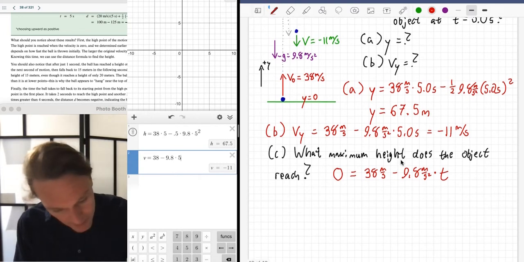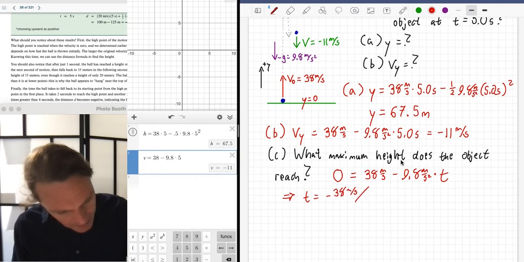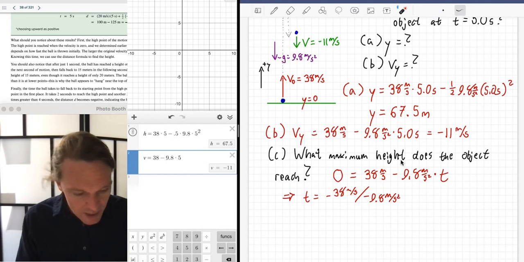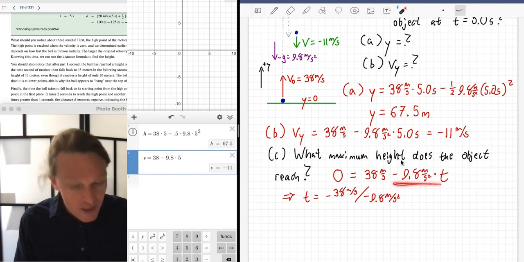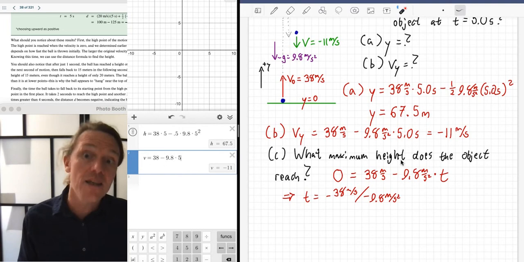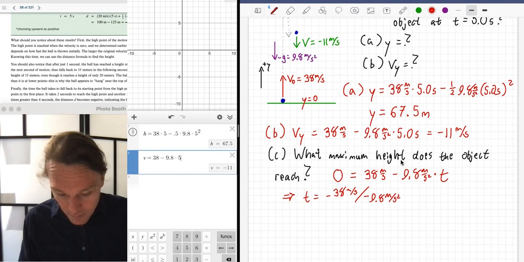So I'll show you exactly what I mean. All right. So here the time that we're going to get is just going to be negative 38 meters per second divided by negative 9.8 meters per second squared. That's because I would have had to subtract 38 from both sides of the equation, and then I'm just dividing both sides by the entire coefficient in front of t, the entire value attached to t, which has a negative. That's important because the negatives cancel out, as they should. You should never solve for a negative time.